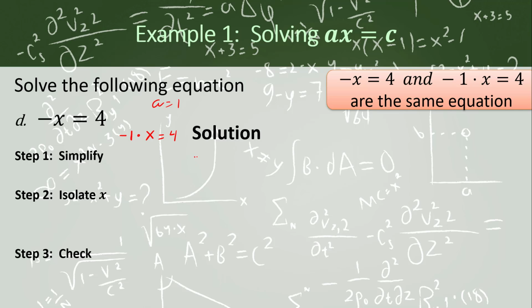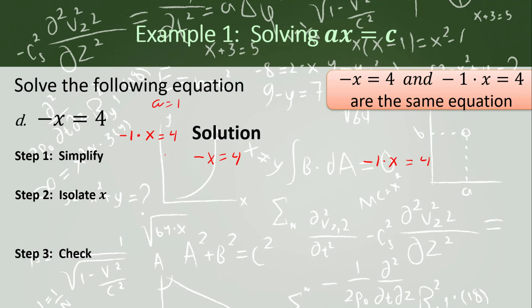Actually, I'll do it both ways. So here we have negative x is equal to 4, which is just like negative 1 times x is equal to 4. Okay, now once again, we need to isolate x. Notice that x is not isolated. That minus sign is still there, so it is not by itself.